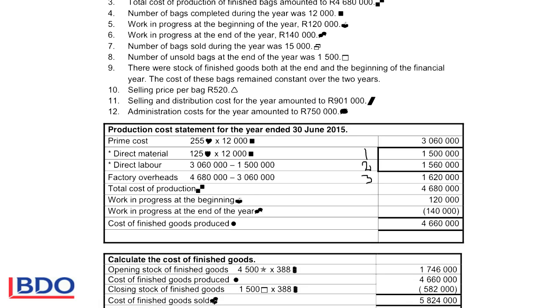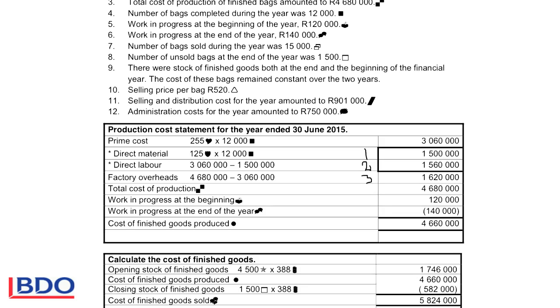Indirect labor is, for instance, the manager or the cleaner of the factory, other people who also work there, but that's not involved directly in the manufacturing process. Factory overheads are all the other expenses that you have to manufacture goods. So, for instance, indirect material, indirect labor, the electricity that you pay, the rent for the building, insurance, depreciation. So, all the other costs that you have.